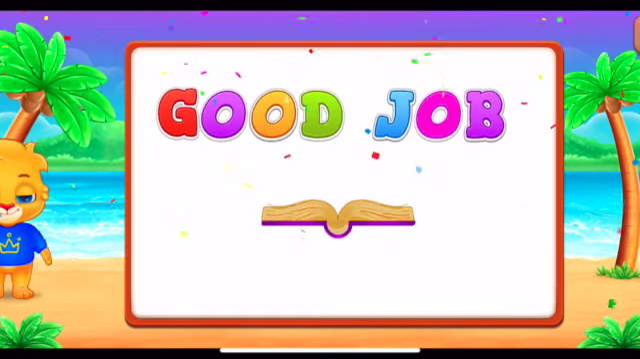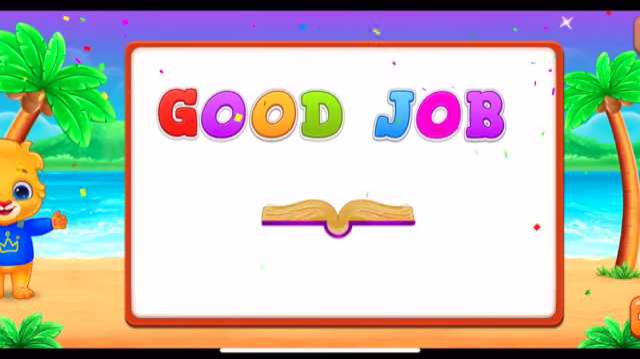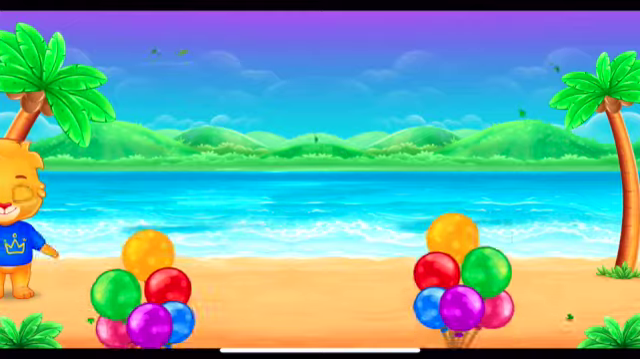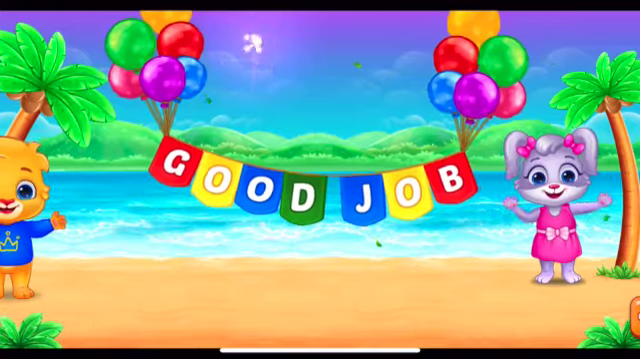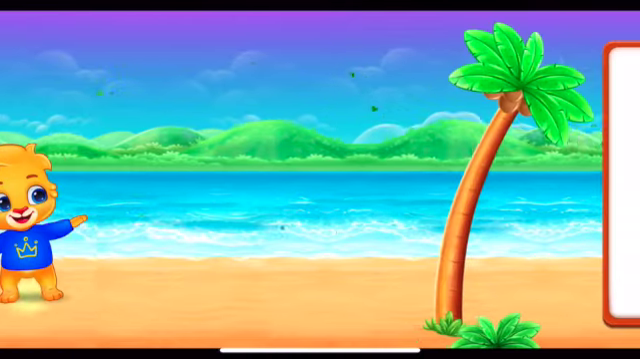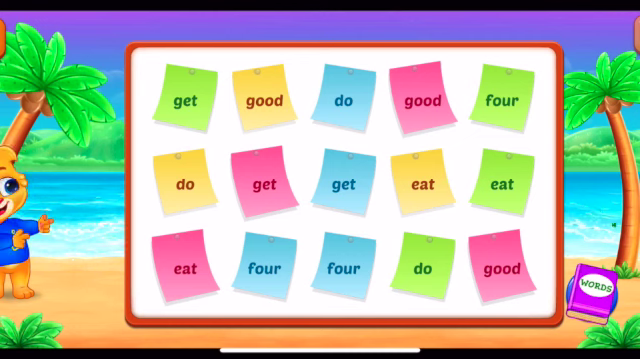And then once you finish that, your screen will look like this. And you may click the bottom right corner, the arrow. And click the arrow again. And move on to the next set of sight words.